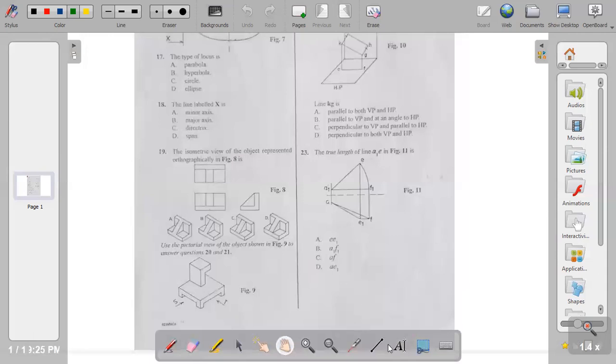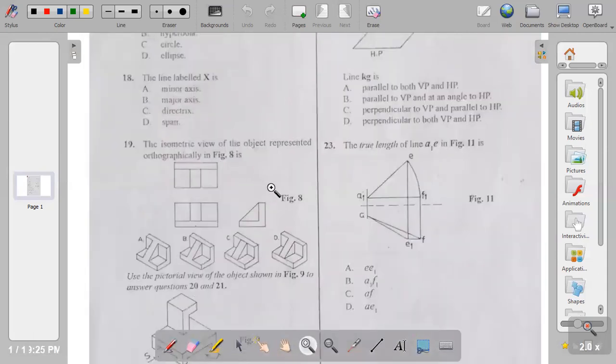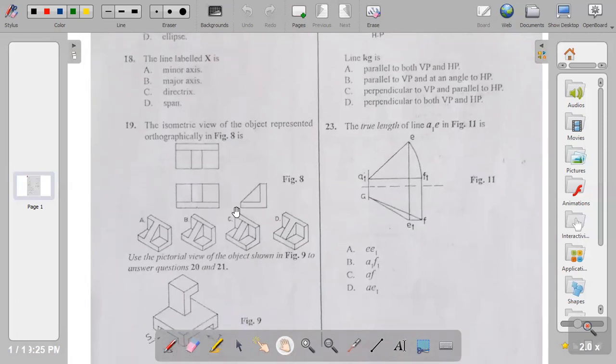The isometric view of the object represented orthographically in figure 8 is, when we say isometric, that is the three-dimensional view. So when you combine the orthographic views together, what do we get? Let's see A. A is open at both ends. And when you look at the orthographic view, it's closed here and it's also closed here. This is the front, this is the plan, and this is the end. So the arrangement is in third angle projection.